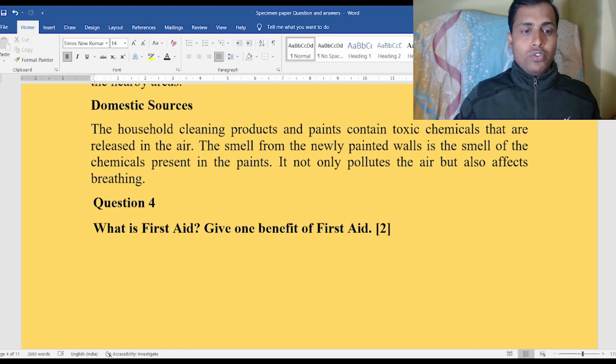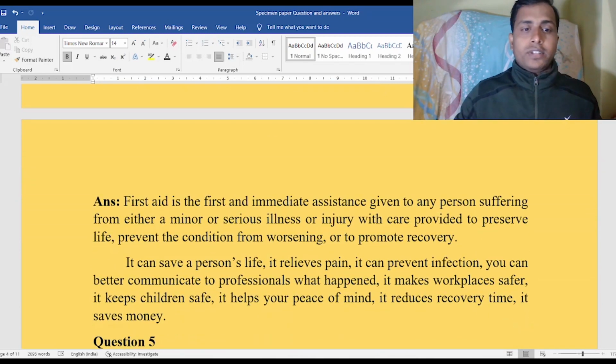Question number 4. What is first aid? Give one benefit of first aid. Okay. First aid is the fast and immediate assistance given to any person suffering from either a minor or serious illness or injury, with care provided to preserve life, prevent the condition from worsening, or to promote recovery.